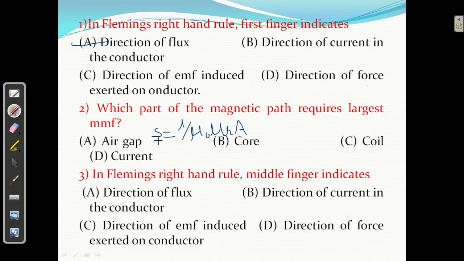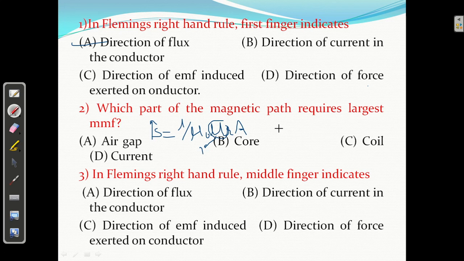So whose reluctance will be the highest? Whose reluctance will be the lowest? For example, for the air gap, mu r is 1. If this is 1, then something upon 1 is maximum, so this will be more, right? And for other, different types of core, mu r will not be 1; mu r may be 10, 100, 200, 500, whatever. So as mu r increases, S will decrease. Clear? So here in the air gap, what will come? S equals L upon mu 0 into A, with mu r equal to 1.